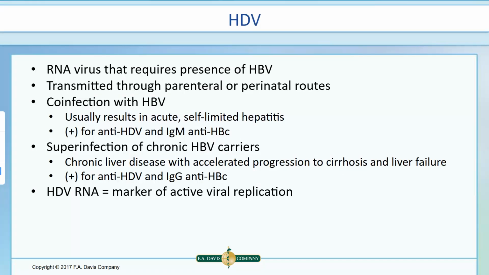Hepatitis D virus, this is a virus that requires hepatitis B. So if hepatitis B is not there, you won't be infected with hepatitis D. It's transmitted through similar routes as hepatitis B, and it's a co-infection with HBV. Usually results in acute self-limited hepatitis, positive for anti-HDV and IgM anti-HBC. A superinfection of chronic HBV carriers, chronic liver disease with accelerated progression to cirrhosis and liver failure. Positive for anti-HDV and IgG anti-HBC. HDV RNA is a marker of active viral replication.